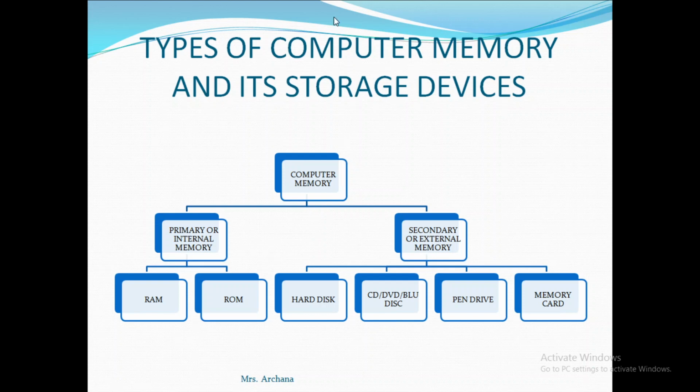Now, types of computer memory. How many types of computer memory are there? As I first told, it is of two types. One is primary or internal memory. Another is secondary or external memory. Again, this primary or internal memory is divided into two parts. One is RAM, another is ROM. Here also the secondary or external memory is divided into parts: hard disk, CD, DVD, then Blu-ray disc, then pen drive, then memory card.